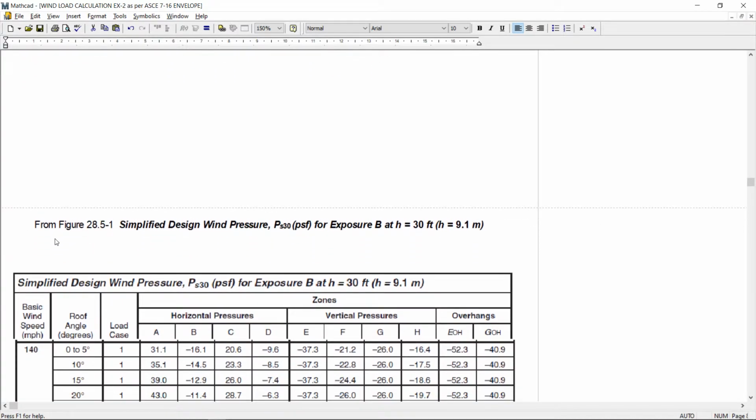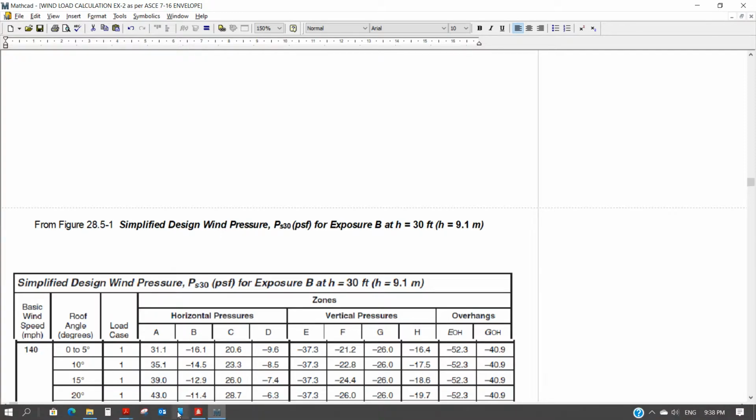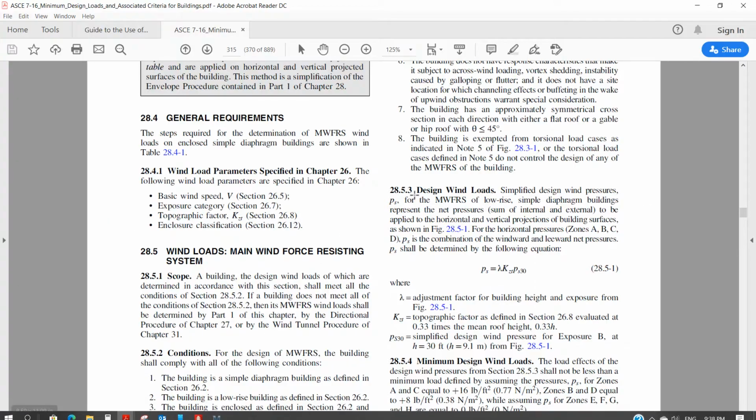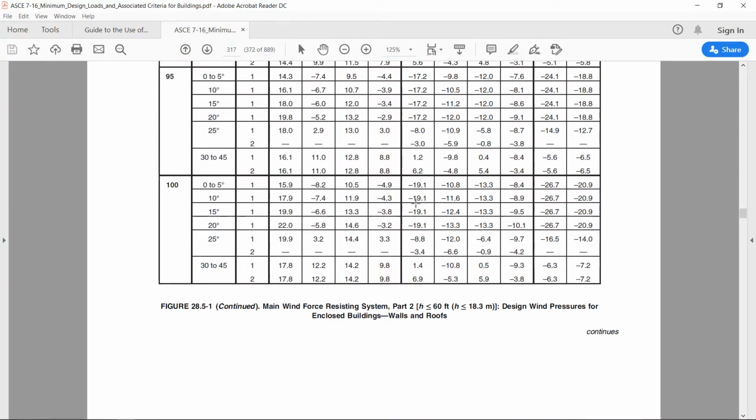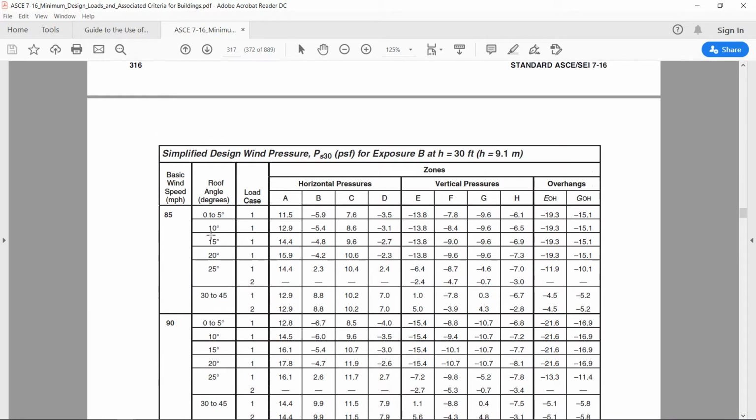Now, if we see this figure 28.5.1, this is a simplified design wind pressure PS30 in PSF for exposure B at height H equals 30 feet. Let me show you the figure 28.5-1. Here is this figure 28.5-1. In this figure, it says this is the simplified wind pressure PS30 in PSF for exposure B at H equals 30 feet, or 9.1 meter.